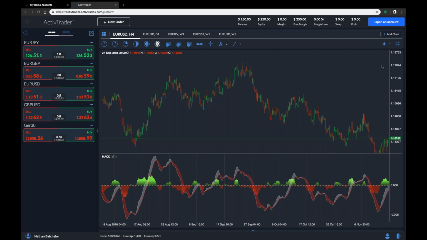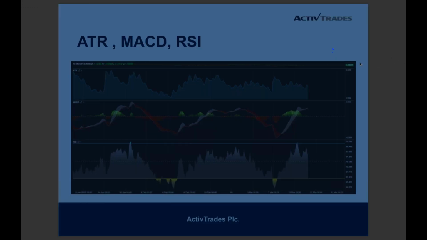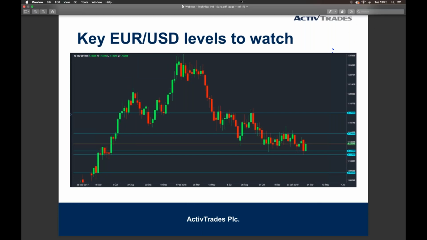Brilliant. Right, so back to the slides. The next section that I'll be discussing, I'll be giving a brief prediction for the key Euro US dollar levels to watch in the short term.